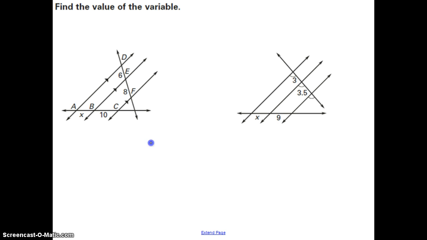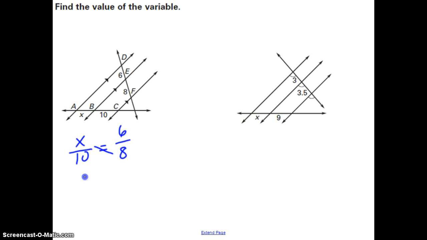Find the value of the variable. In this, we're given the fact that these three lines are parallel. We have this transversal and that transversal. So we can set up a proportion: x over 10 equals 6 over 8.